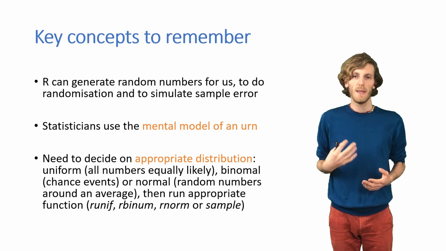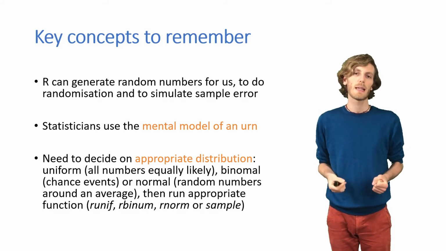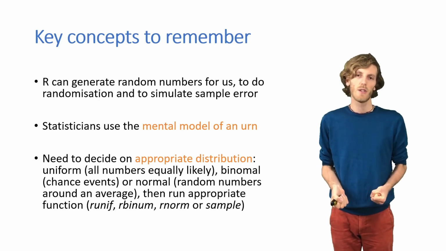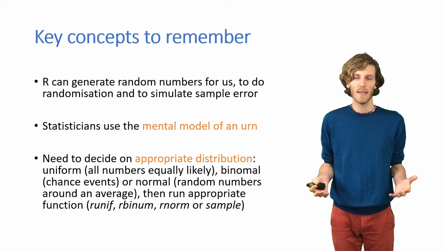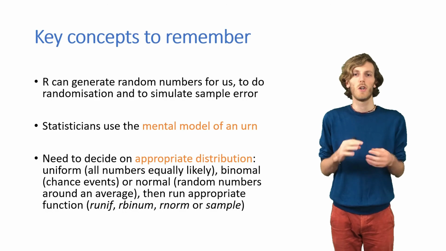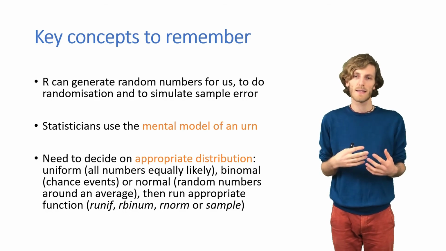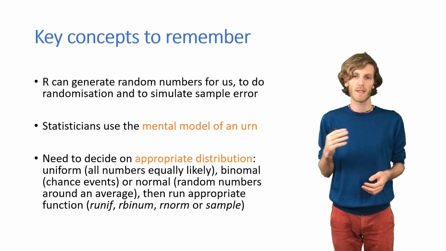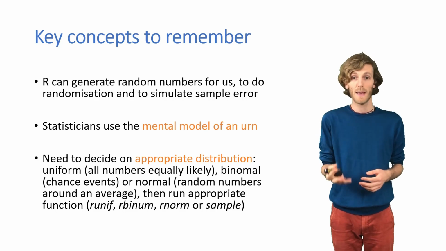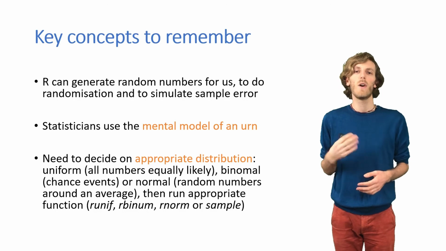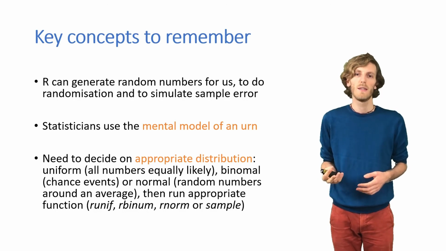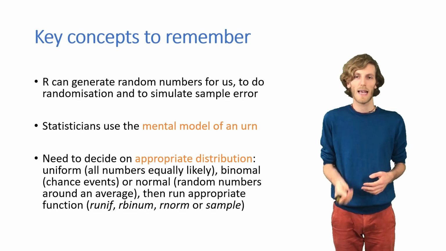But before you can meaningfully generate random numbers, you need to think about an appropriate distribution. So what do I expect the distribution to be like? Should each number be equally likely? Do my numbers come from specific trials where a coin might land on head or tail, or where I might pick out a Labour voter or someone else, for example? Or does it come from a normal distribution, which are distributions that have a mean and then random variation around the mean?